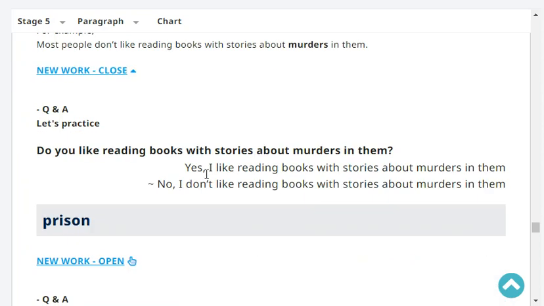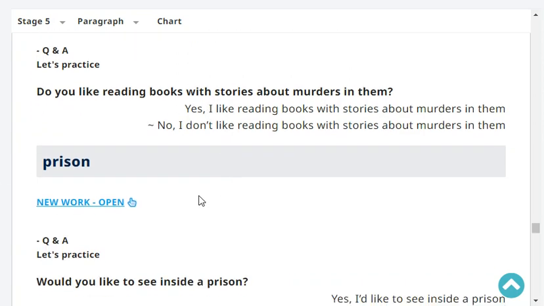Let's practice. Do you like reading books with stories about murders in them? Yes or no? No, I don't like reading books with stories about murders in them. Very good.